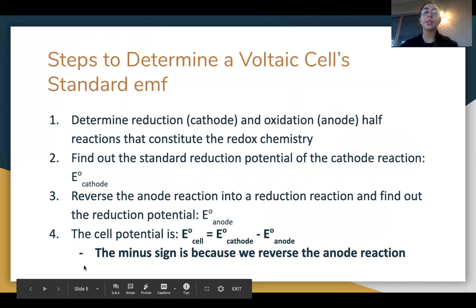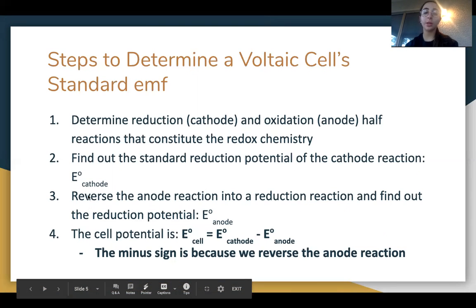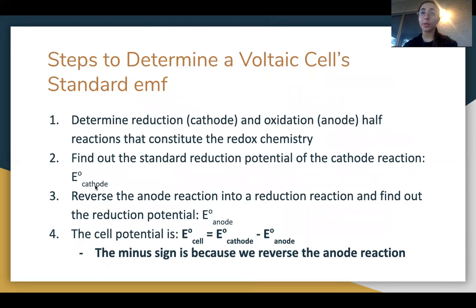So here, let's move on to the steps to determine the voltaic cell standard EMF. First, you have to determine the reduction, which is the cathode, and oxidation, which is the anode, half reactions. You're not going to be given the half reactions, however, you need to be able to figure that out from the equation that's given to you. Then you have to find the standard reduction potential of the cathode reaction, which is E naught of the cathode. These are values that you will not be memorizing. These are values that will be given on the exam, and you can also find them in the back of the book.